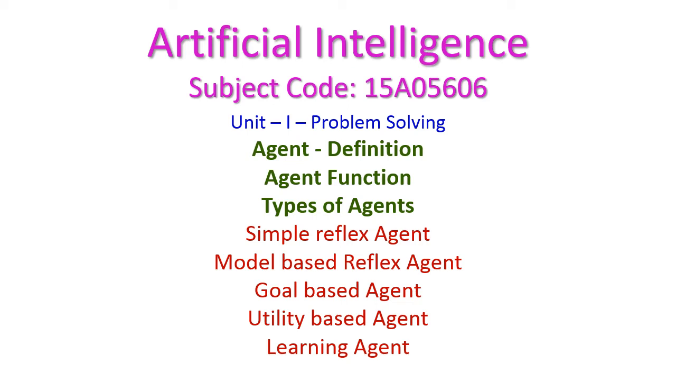Hello friends, welcome to today's artificial intelligence class, and in this class we will see the topic agent. Under this agent we are going to discuss the definition of agent, agent function, and types of agents. In the types of agents we are going to see the simple reflex agent, model based reflex agent, goal based agent, utility based agent and learning agent.